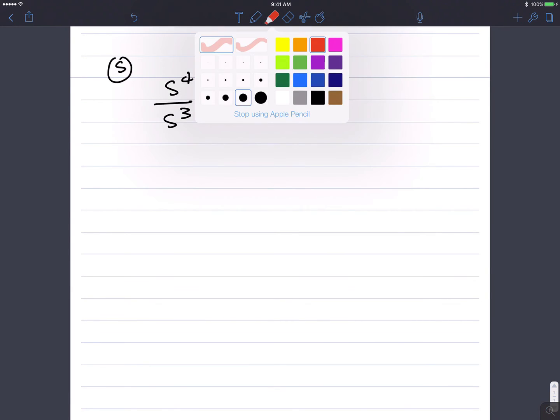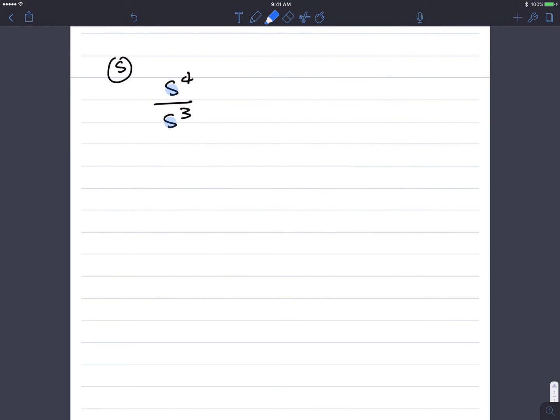We've evaluated. Number 5. 5 to the 4th power over 5 to the 3rd power. Same base, 5. Keep the base 5, subtract your powers. 4 minus 3. We get 5 to the first power, better known simply as 5.